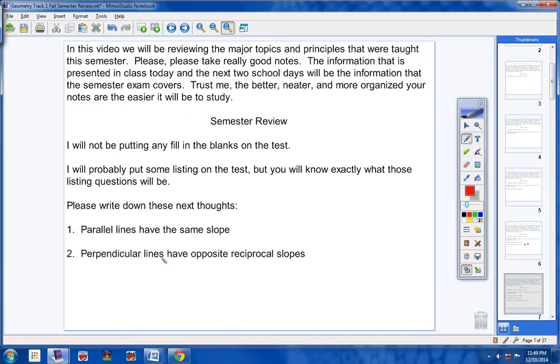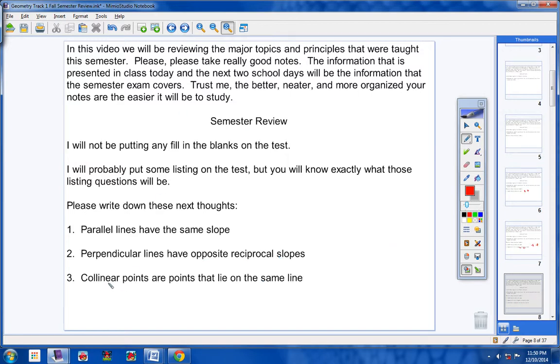Number 2, perpendicular lines have opposite reciprocal slopes. Opposite reciprocal slopes. What that means is this: if the slope of one line is -2/3, then a line that is perpendicular to that line would have a slope of positive. Opposite means you change the sign. Positive. Reciprocal means you flip it. So there you go. If the slope of one line is -2/3, then the slope of the perpendicular line would be +3/2. Perpendicular lines have opposite reciprocal slopes.